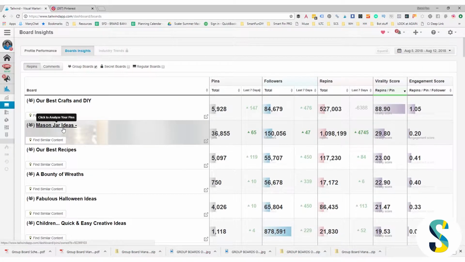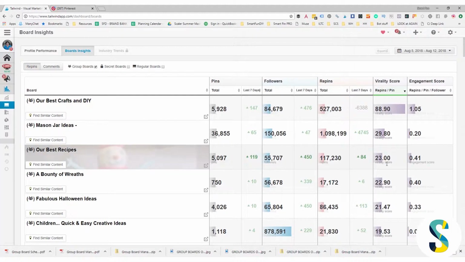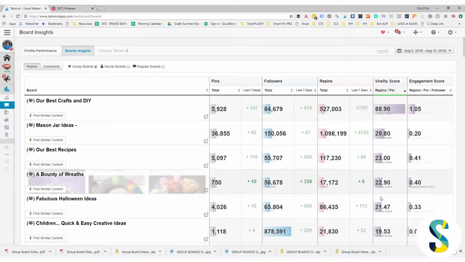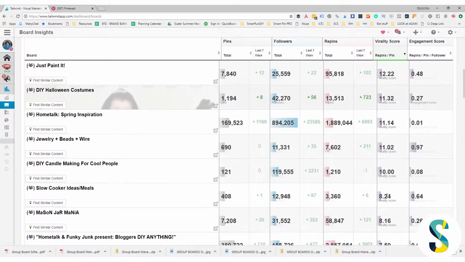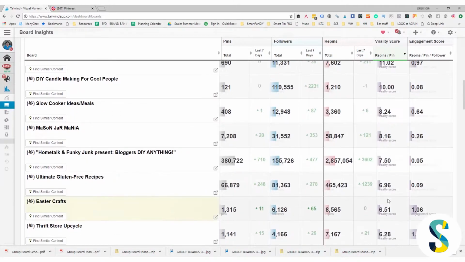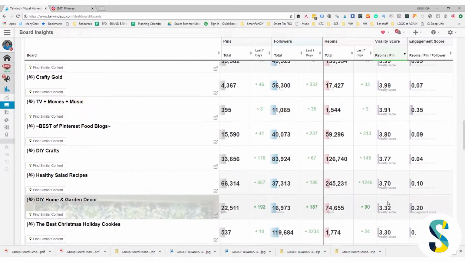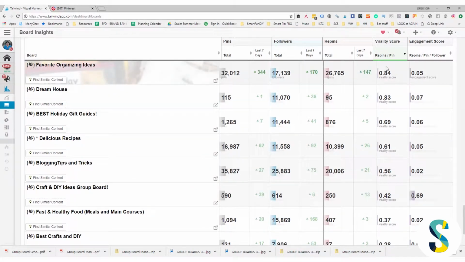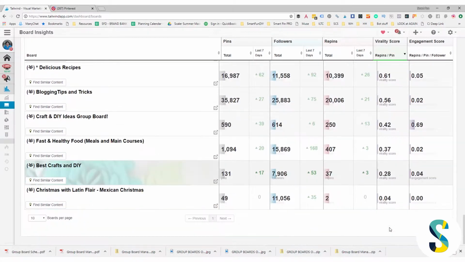Now, the next thing that we want to look at is the virality score. This one is really high, this one's the next highest, next highest. We want to scroll down and see where that starts to drop off. Once it starts to drop off to under 10, these are boards we might want to dump, and definitely anything with a virality score of under 1 is something we really might want to get rid of.